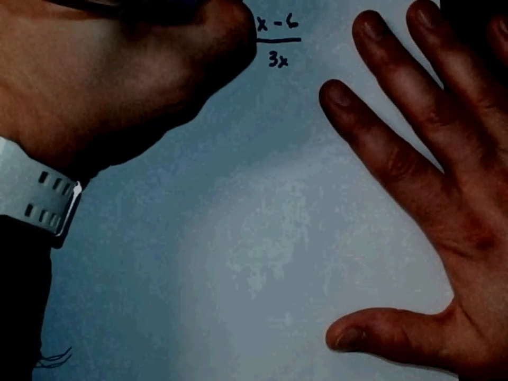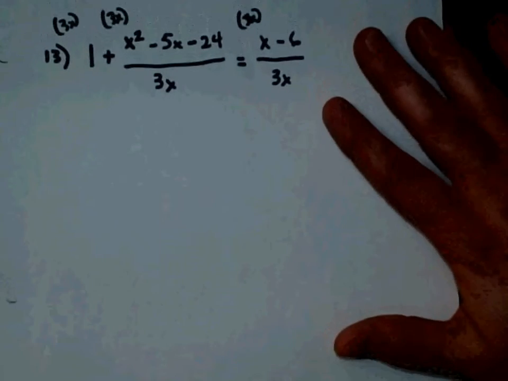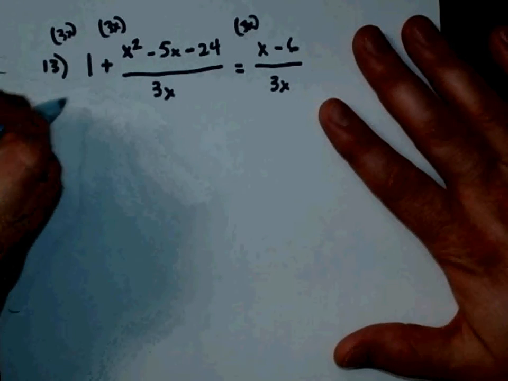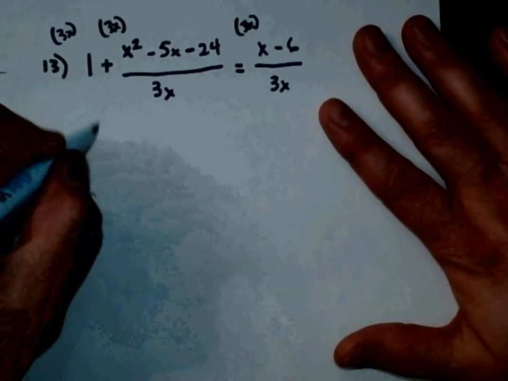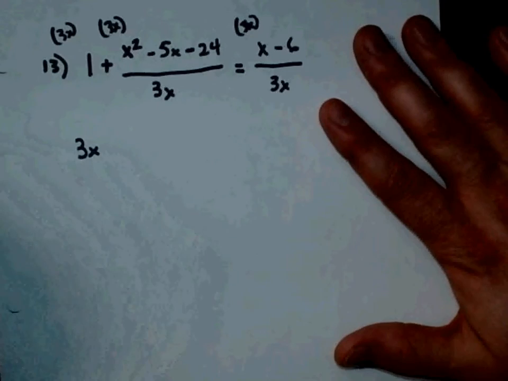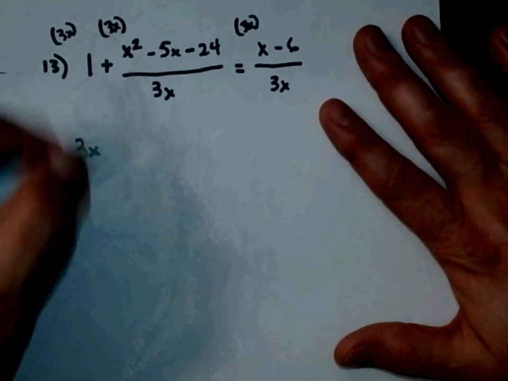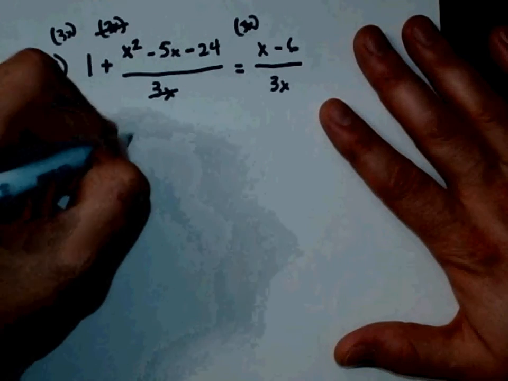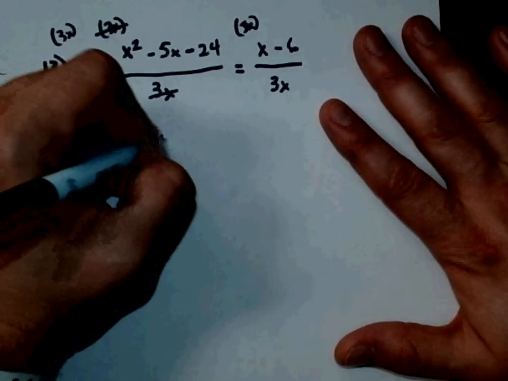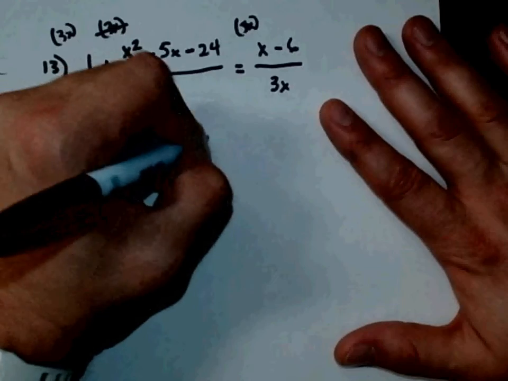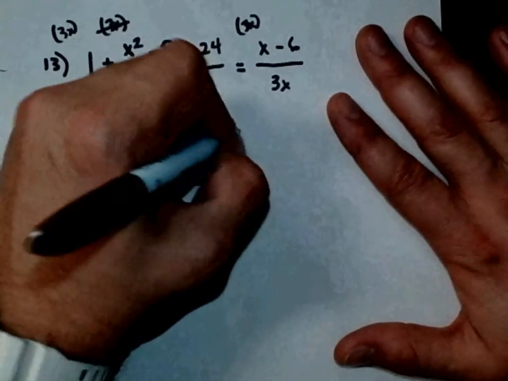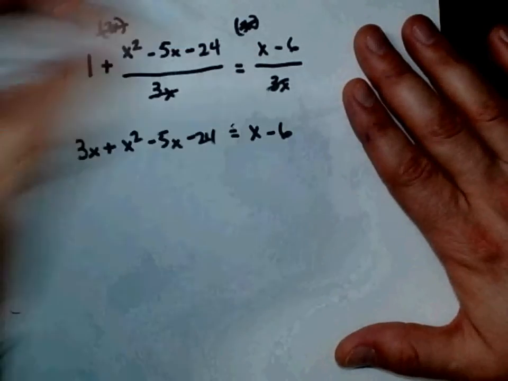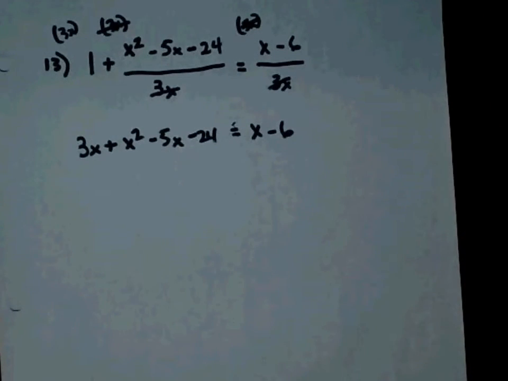We balance the scale by doing it to all sides and all pieces. And so therefore, 3x times 1, there's nothing in the denominator for the 1 to cancel, so it's going to become 3x. 3x times this, what happens to the 3x's in the bottom? Cancel out. I'm left with plus x squared minus 5x minus 24 equals, those are going to cancel out, x minus 6. Okay, that's the number one step.